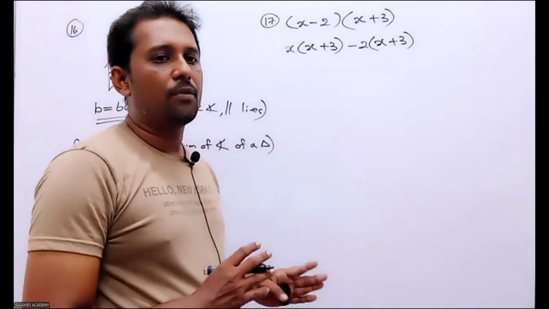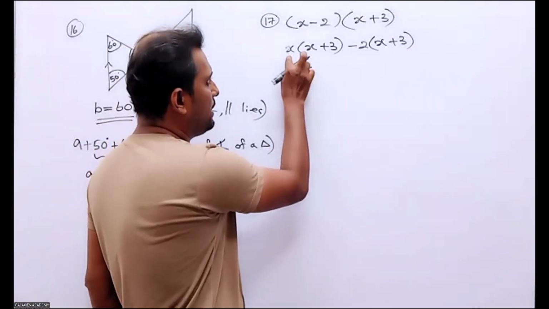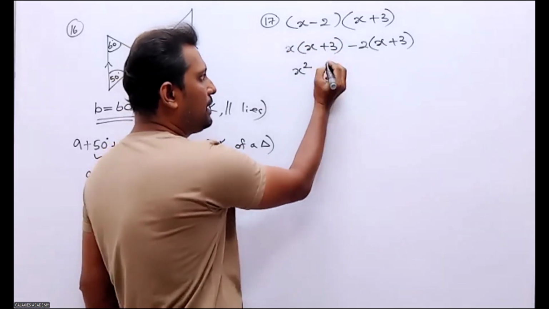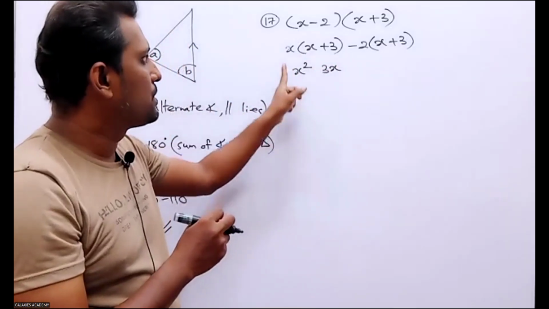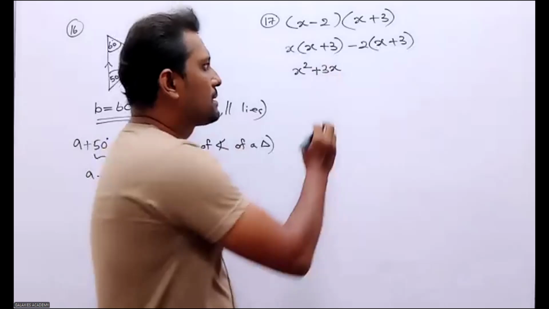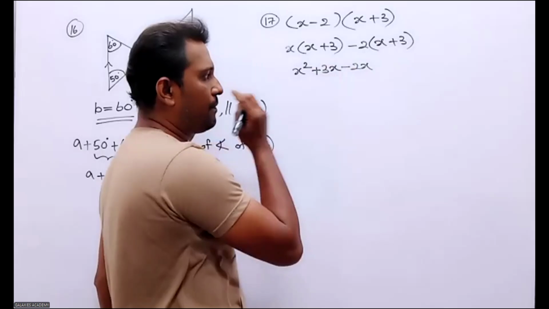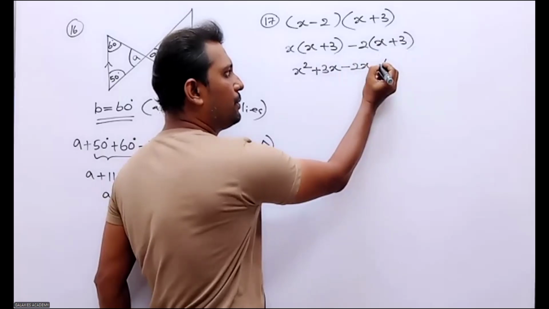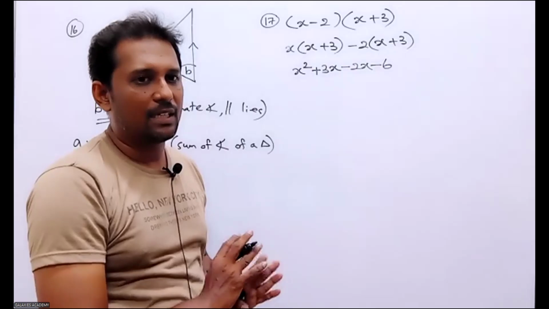Then carefully you have to remove the bracket. x multiply x, x squared. x multiply 3, 3x. Also you check the signs. Positive multiply positive, positive. 2 multiply x, 2x. Negative multiply positive, negative. 2 multiply 3, 6. Negative multiply positive, negative. Right? Another work I completed.